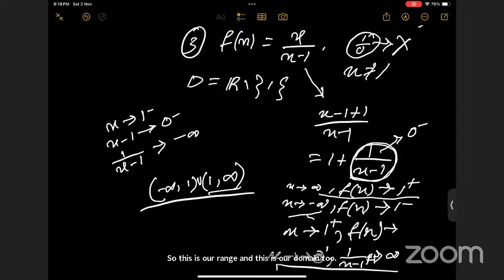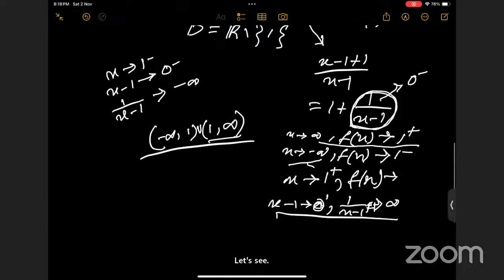Simply we can say that 1 is not valid. If x takes 1, it is not valid. So I'm enclosing this 1 in an open bracket, and here also an open bracket at 1. We are just excluding the point 1. That's it.